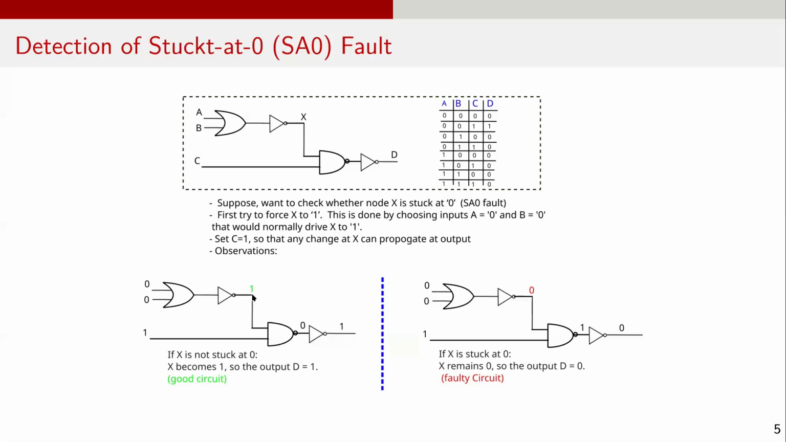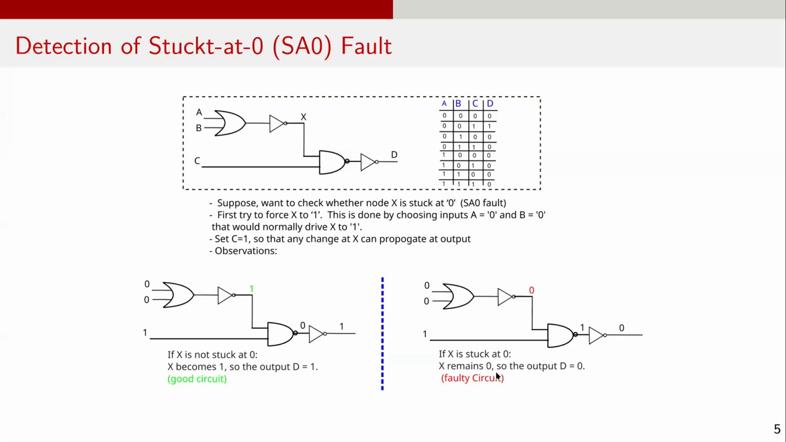If node X is not stuck at 0, it becomes 1 when we set A equals to 0 and B equals to 0, and thus the output D is 1. This circuit is a good circuit. Here output D matches with the expected output. However, if node X is stuck at 0, it remains at 0 even when we set A equals to 0 and B equals to 0, and therefore output D is at 0. Since the output differs from the expected value, this circuit is a faulty circuit.